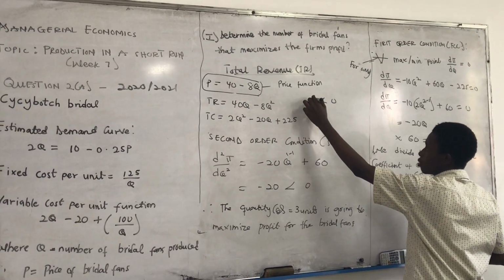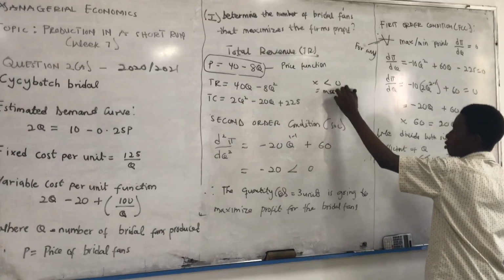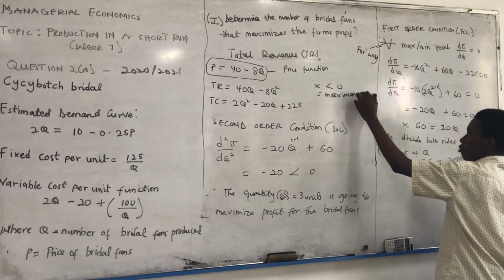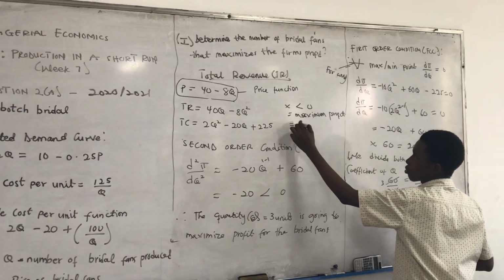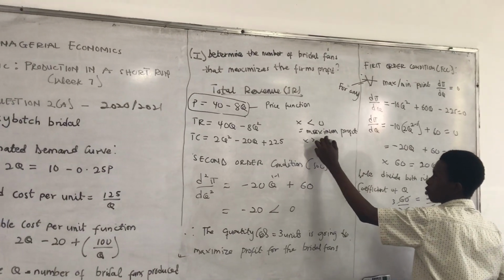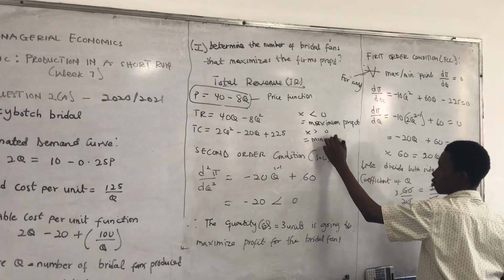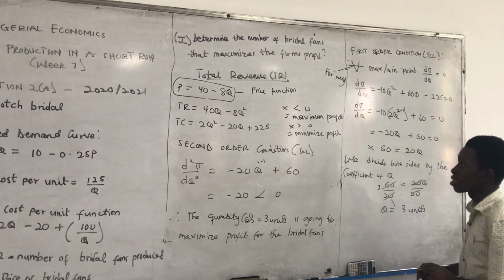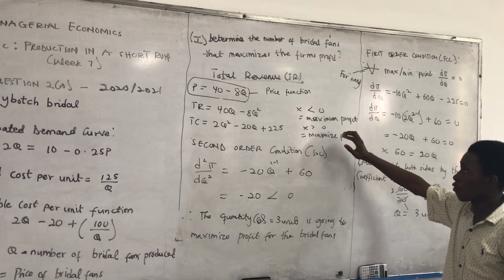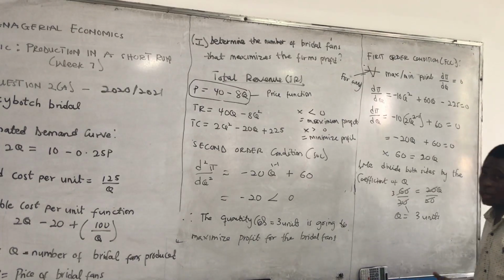So there's the less than 0, maximum profit, greater than 0, minimum profit. So we move on to the next question.